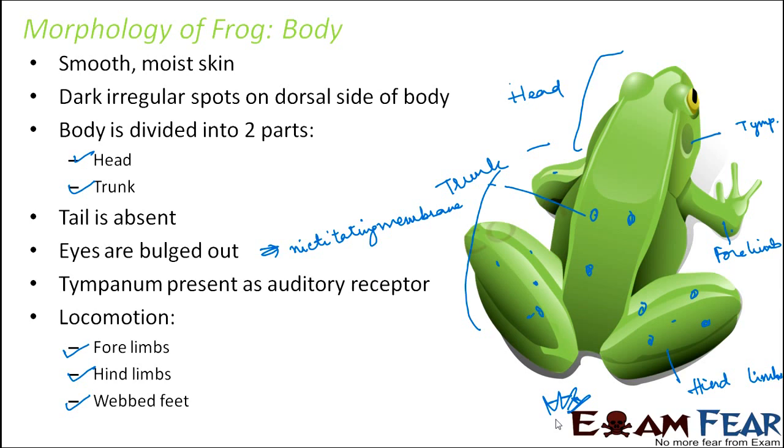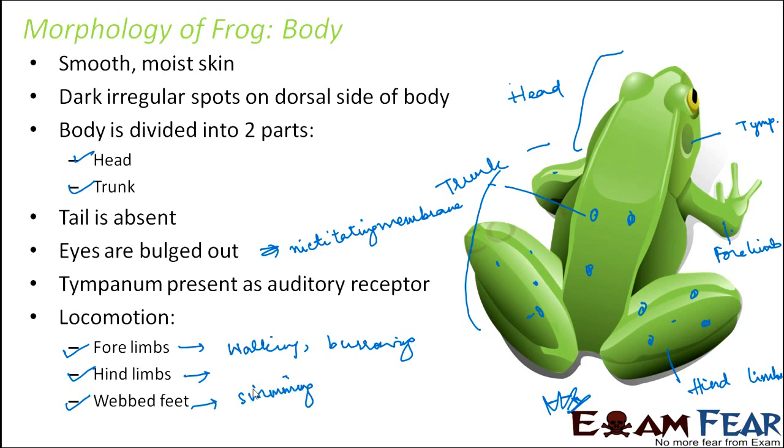So what do the forelimbs help in? These forelimbs help in walking, burrowing, because they burrow into the soil. So all these things are done by forelimbs. The hind limbs are larger when compared to the forelimbs and they are more muscular as well. So these limbs have more muscles. So that is why they can help in jumping and hopping. Whereas the webbed feet help in swimming.